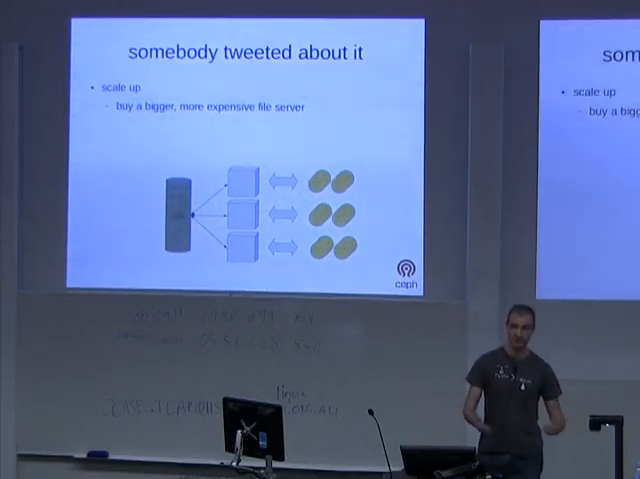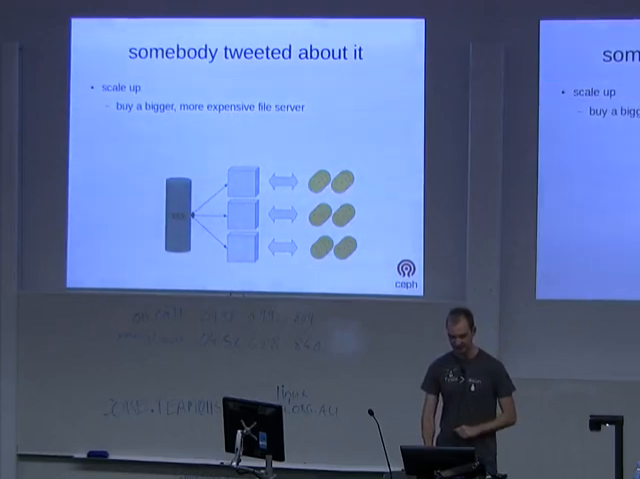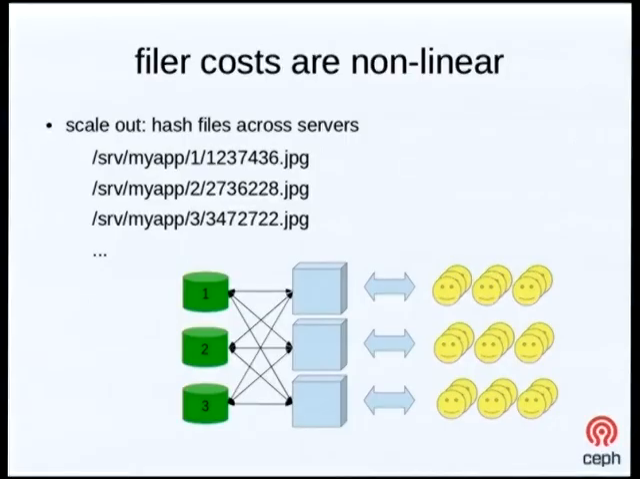Your site begins to grow, people actually start to use it, and you realize you have to scale up. So usually this means you buy a bigger, more expensive file server from some name brand vendor, max out your credit cards. That works for a while. But at some point you realize that the cost of these appliances tends to be nonlinear in the amount of work you can actually get them to do. And solution, eventually you realize that you need to scale out.